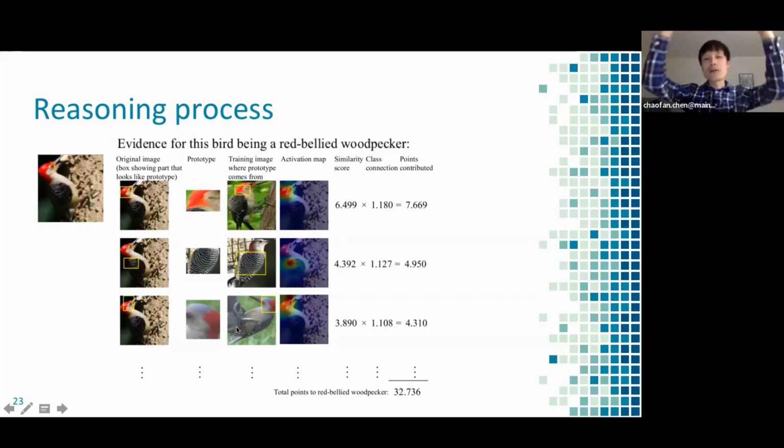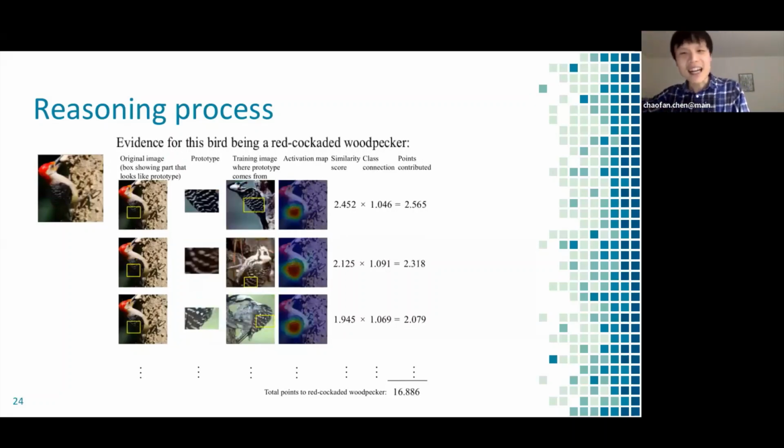And assuming we do that for every one of the 10 prototypes for this class, and then we add up the score, we get 32 points for this particular class. So for the red-bellied woodpecker class, this test image receives a score of 32.736. And of course, we don't just do that for one single class. We do that for every single one of the 200 classes.